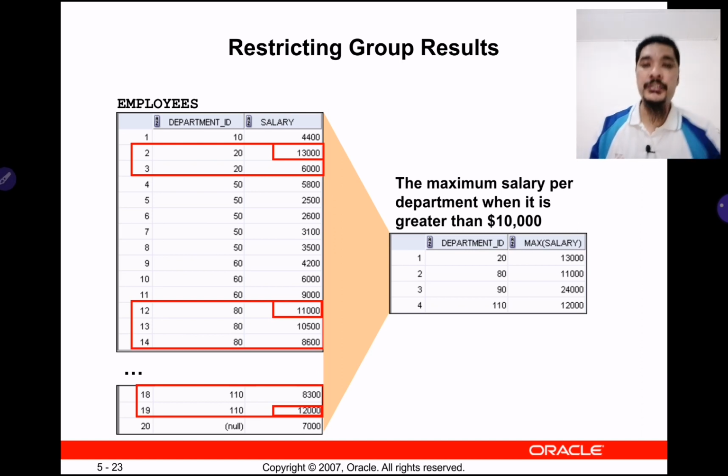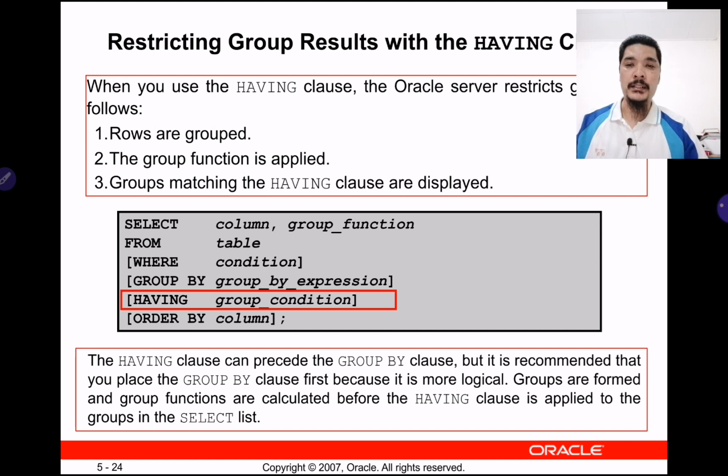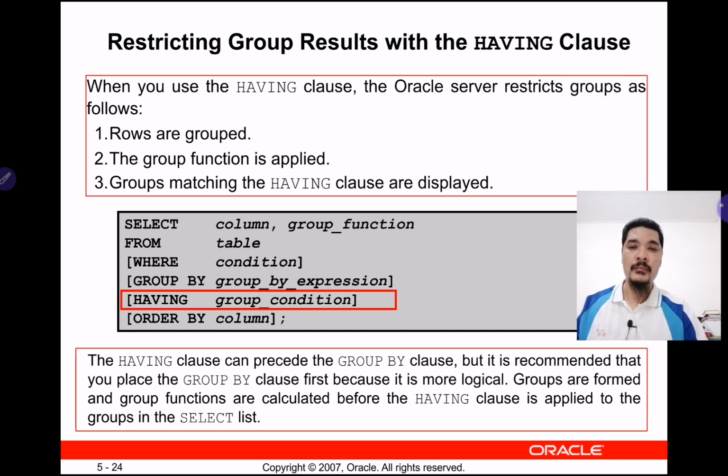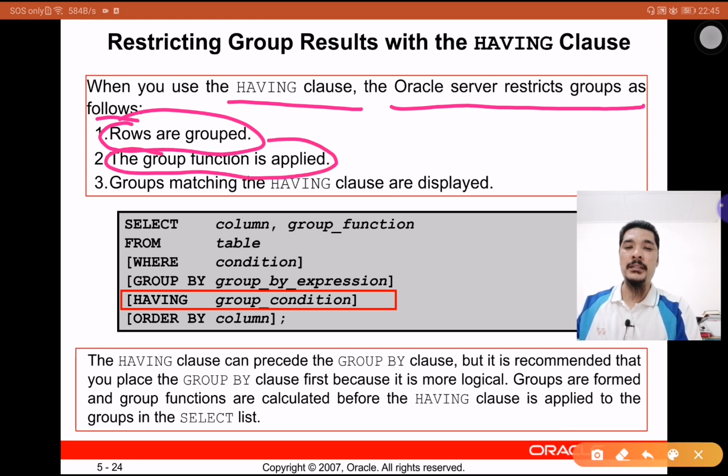Okay, restricting group result. The maximum salary per department when it is greater than 10,000. So we can put something like this. Restricting groups with the having clause. When you use the having clause, the Oracle server restricts groups as follows: rows are grouped, the group function is applied. Group function means mean, minimum, maximum, average, and so on. Groups matching the having clause are displayed.